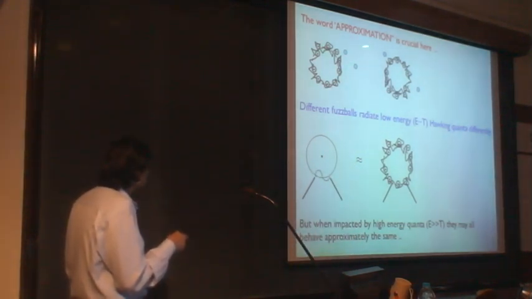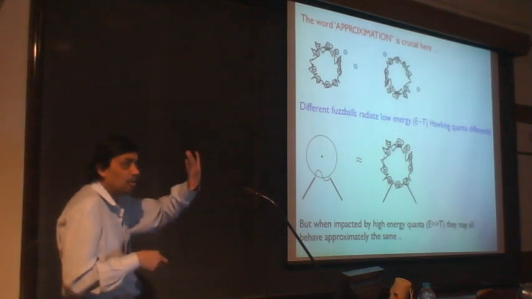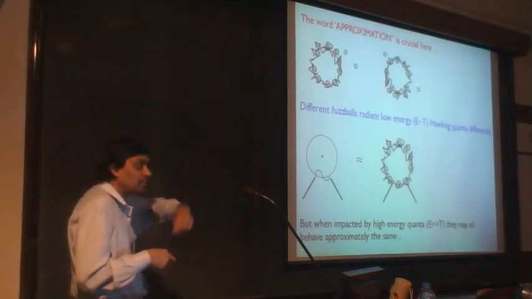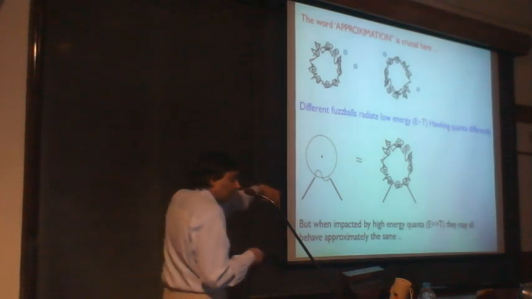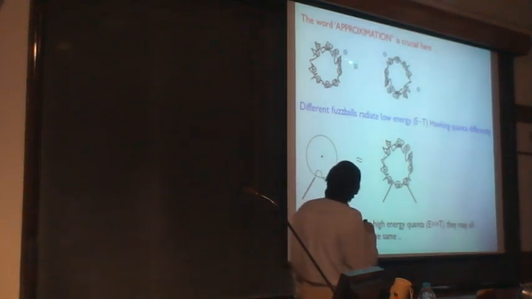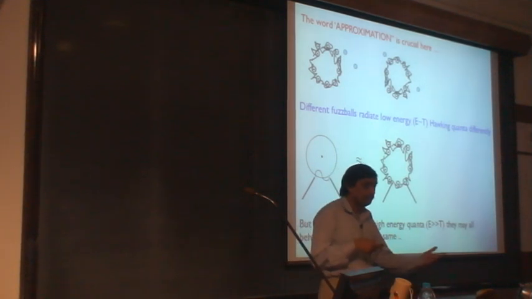There were e to the S different possible fuzzball states, and they're all going to be a little bit different. How can they all go and mimic the Schwarzschild black hole? Well, of course, not really. When you probe the black hole with energies which are very low, of the order of the Hawking temperature, you see the differences between all the surfaces.